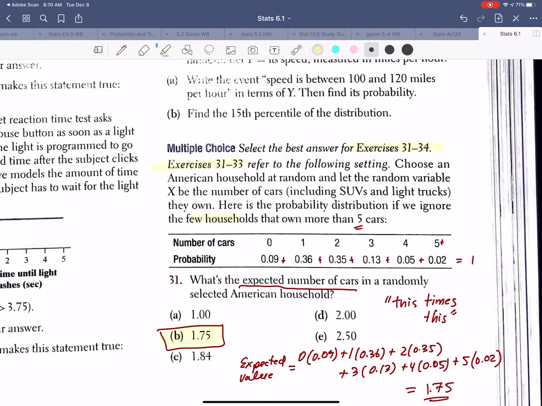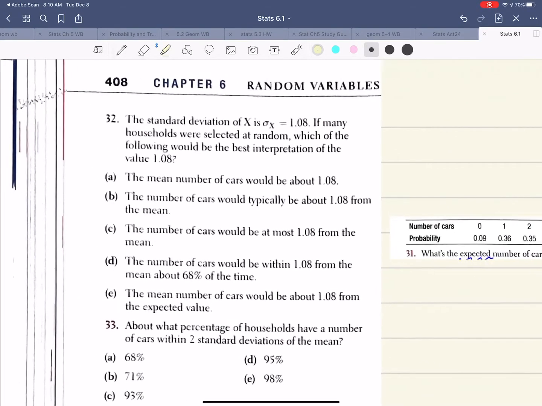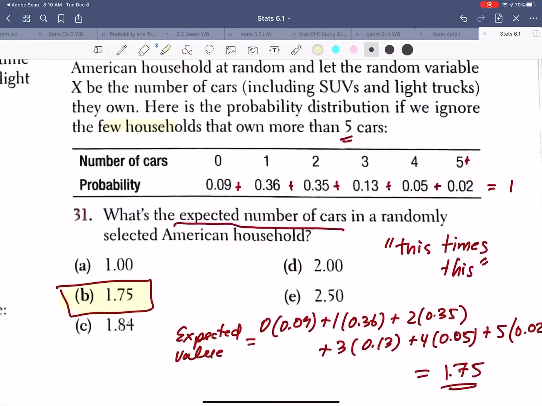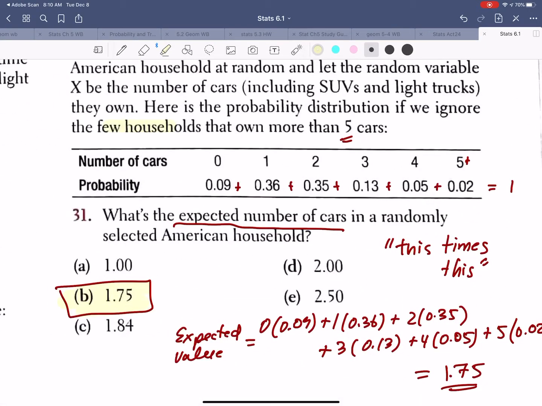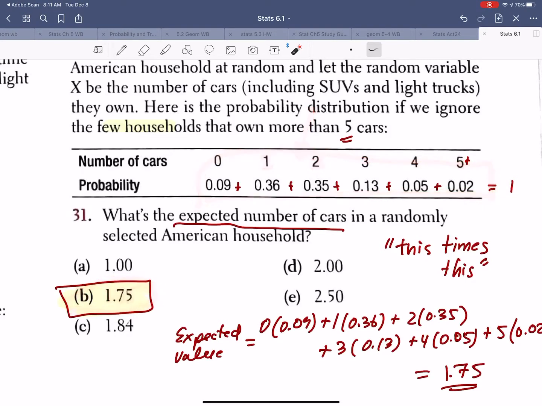So there we go. Okay, borrowing the same fact scenario, they ask us a follow-up question. They don't make us calculate it, which was nice of them. They said that the standard deviation is 1.08. So let's think about what that means. For any random family that I might select, I'm expecting them to have 1.75 cars, right? I think that makes sense. So somewhere between 1 and 2 is my expected value, and it makes sense that it would be somewhere in the middle.